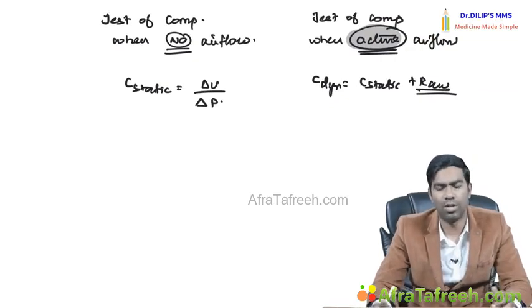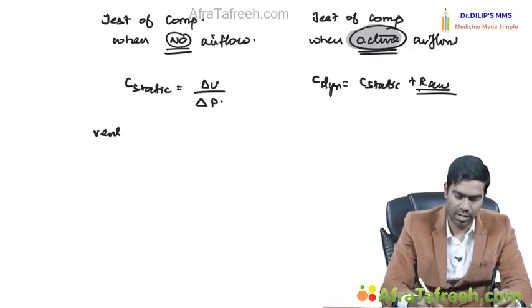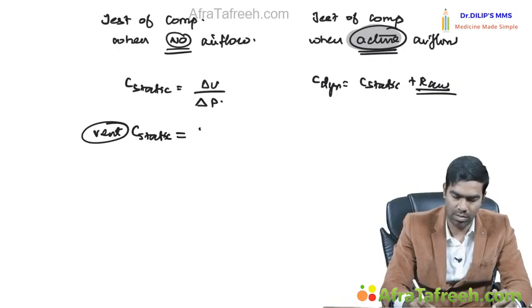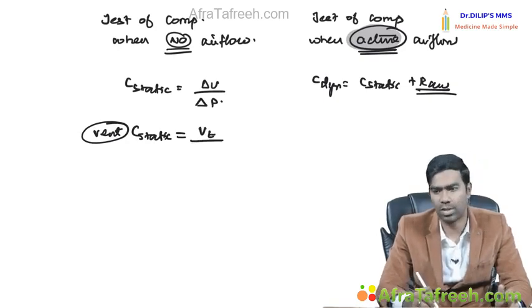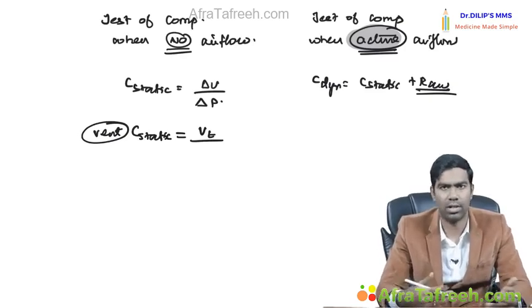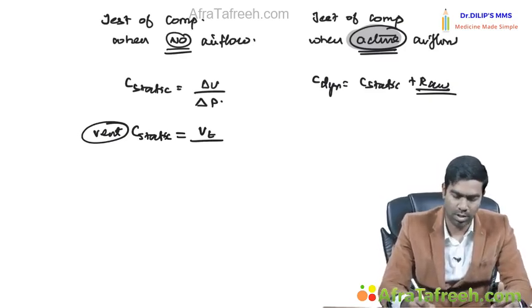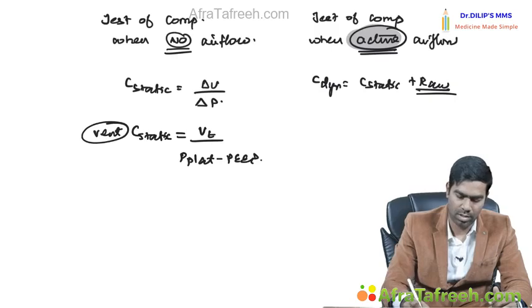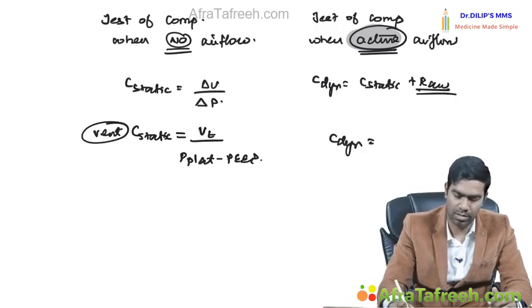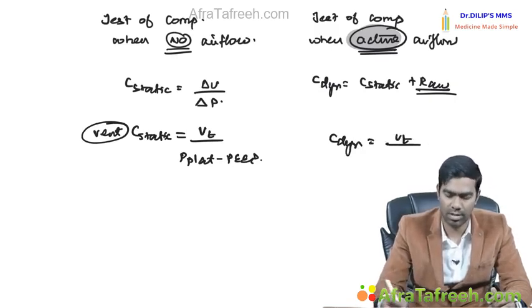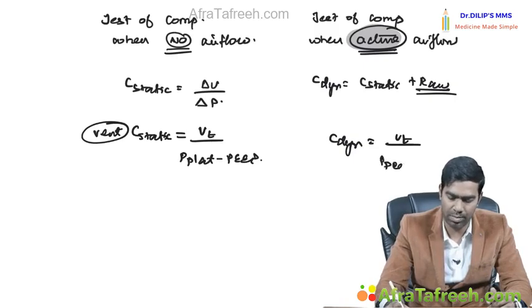So how will you derive this in the ventilator? In a ventilator, the static compliance is measured by a formula. You can write static compliance is equal to your tidal volume, which is the most important change in volume there. The tidal volume is the one that causes a difference in volume, divided by your plateau pressure minus PEEP. Similarly, your dynamic compliance will be change in volume, that is the tidal volume, divided by peak pressure minus PEEP. So these are the formulas.